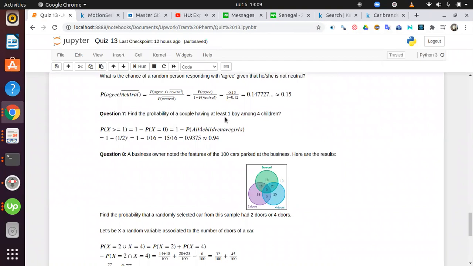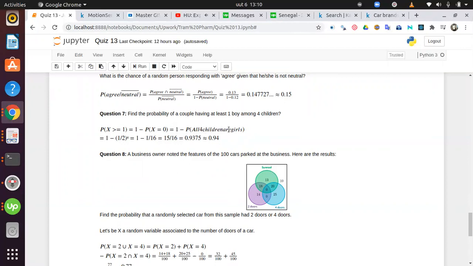Probability of a couple having at least one boy among 4 children. Let X be the random variable associated to the event, the number of boys among the couple's children. Then the probability that X is at least 1 equals 1 minus the probability that they got no boys among their 4 children. And no boys is equivalent to the event where they got 4 girls.